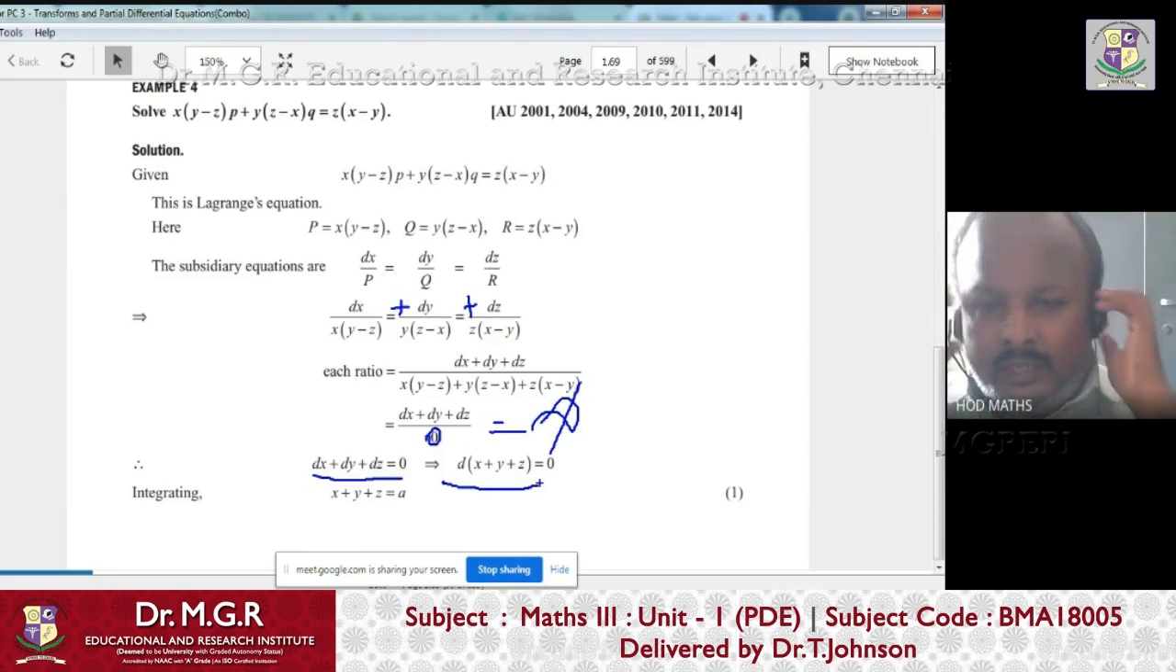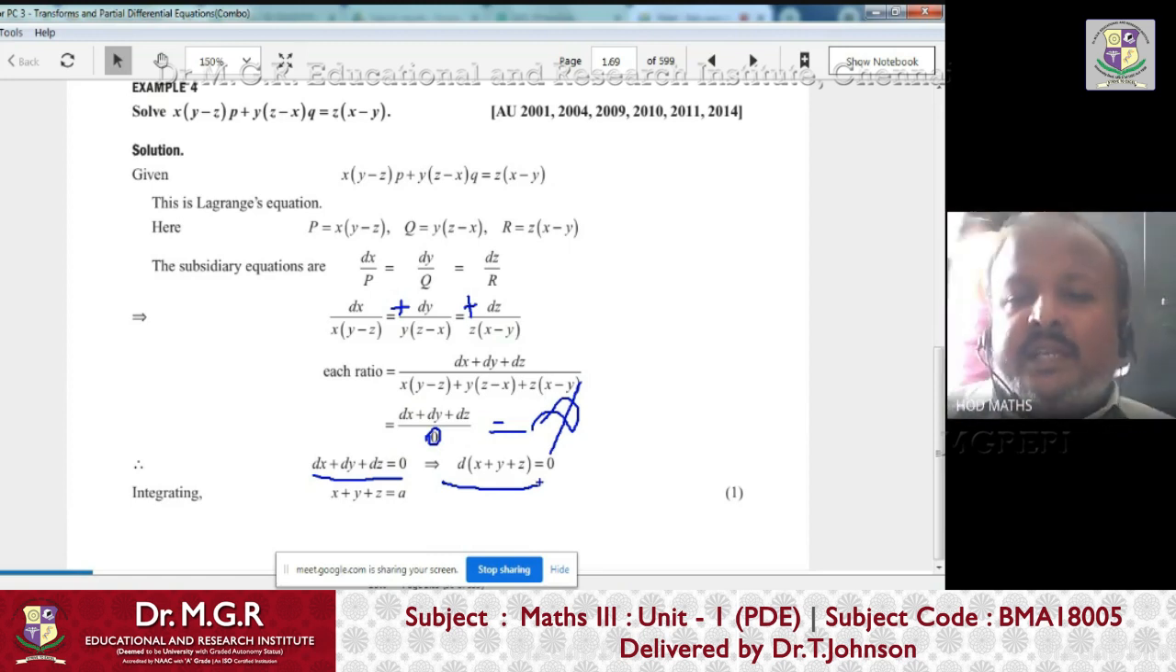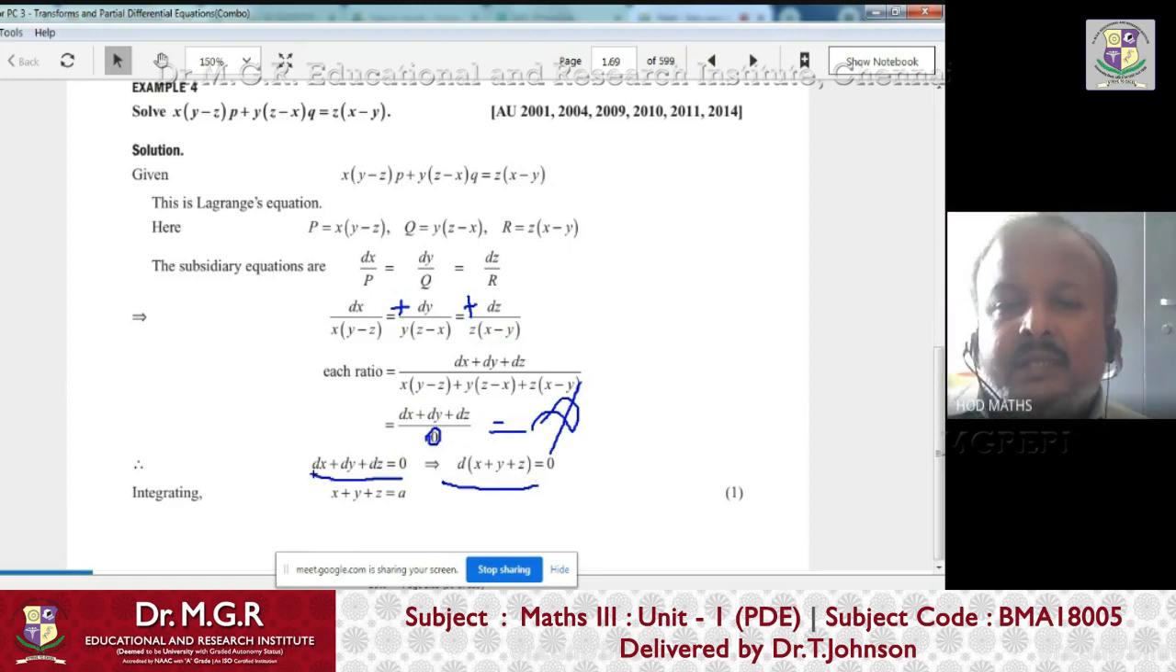If you want to differentiate any two terms, dx and dy, you can add them and differentiate either like this or this, but this is not true for multiplication. In addition, we can do it like this: differentiation of x, that is dx, plus differentiation of y, that is dy, and differentiation of z.